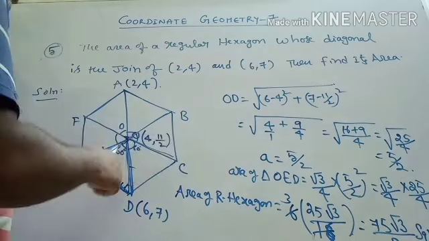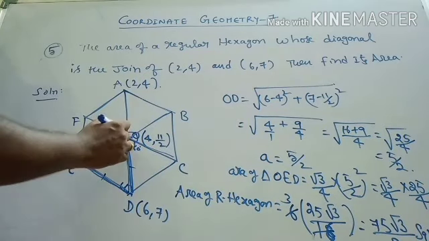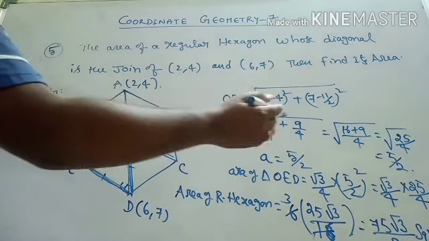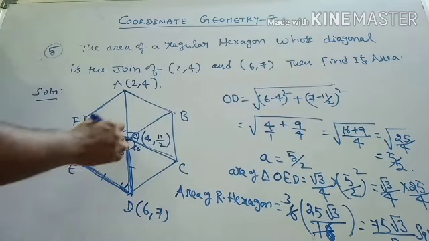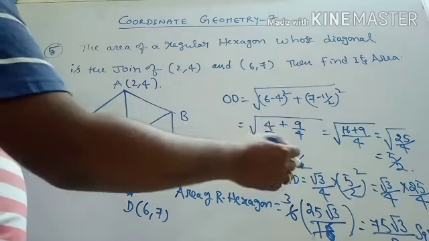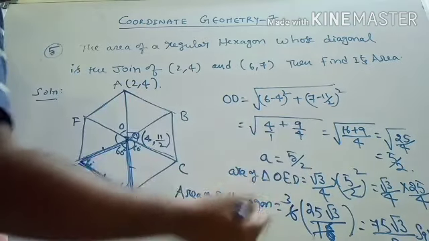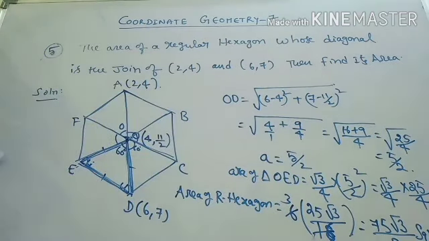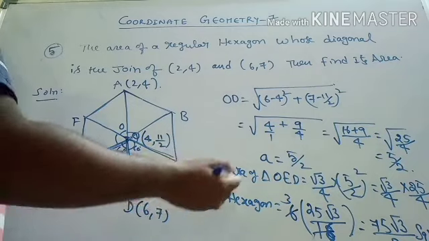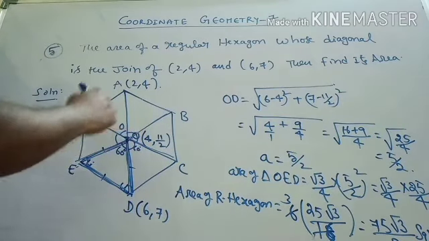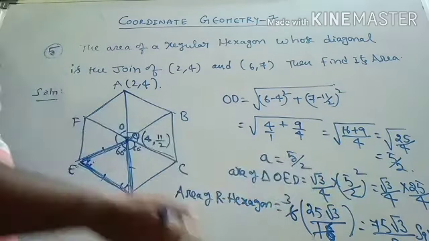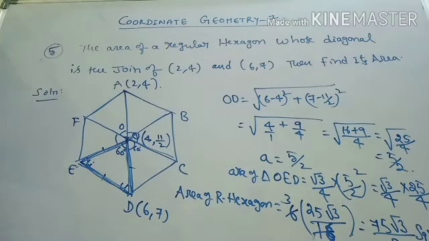We found the length OD by the distance formula, that is 5 by 2, and the area of the equilateral triangle OED is root 3 by 4 A square. A is 5 by 2 whole square, so you have got 75 root 3 by 16. Now the area of the regular hexagon equals 6 equilateral triangles, 6 into that, and finally it gives the answer as 75 root 3 by 8 square units, right? In this way you will be doing this particular problem, my dear students.